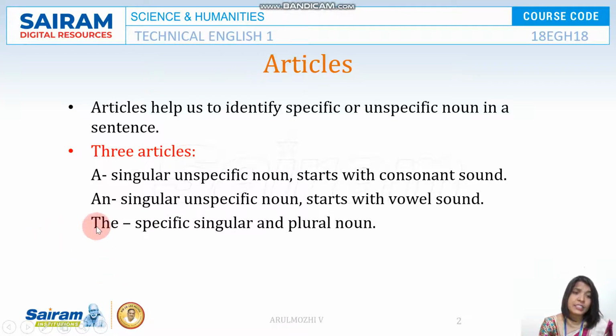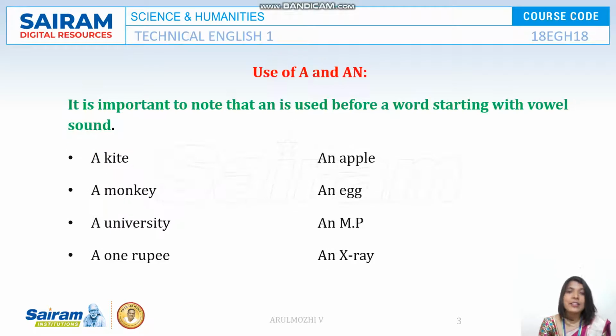The is used for both singular and plural nouns. It is used to refer to a noun which is mentioned in the previous sentence, I mean, in the previous dialogue or conversation. So let's go and check where a and an are used.